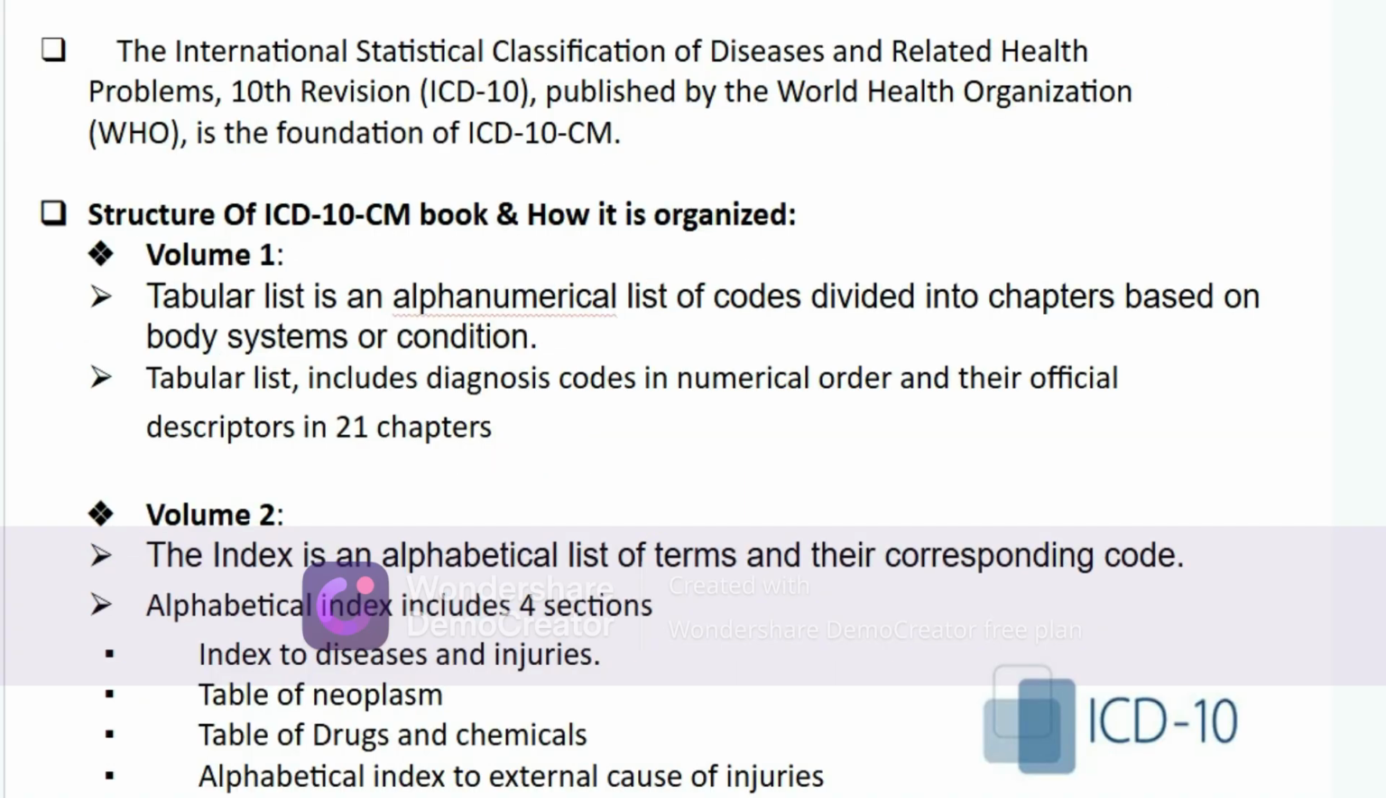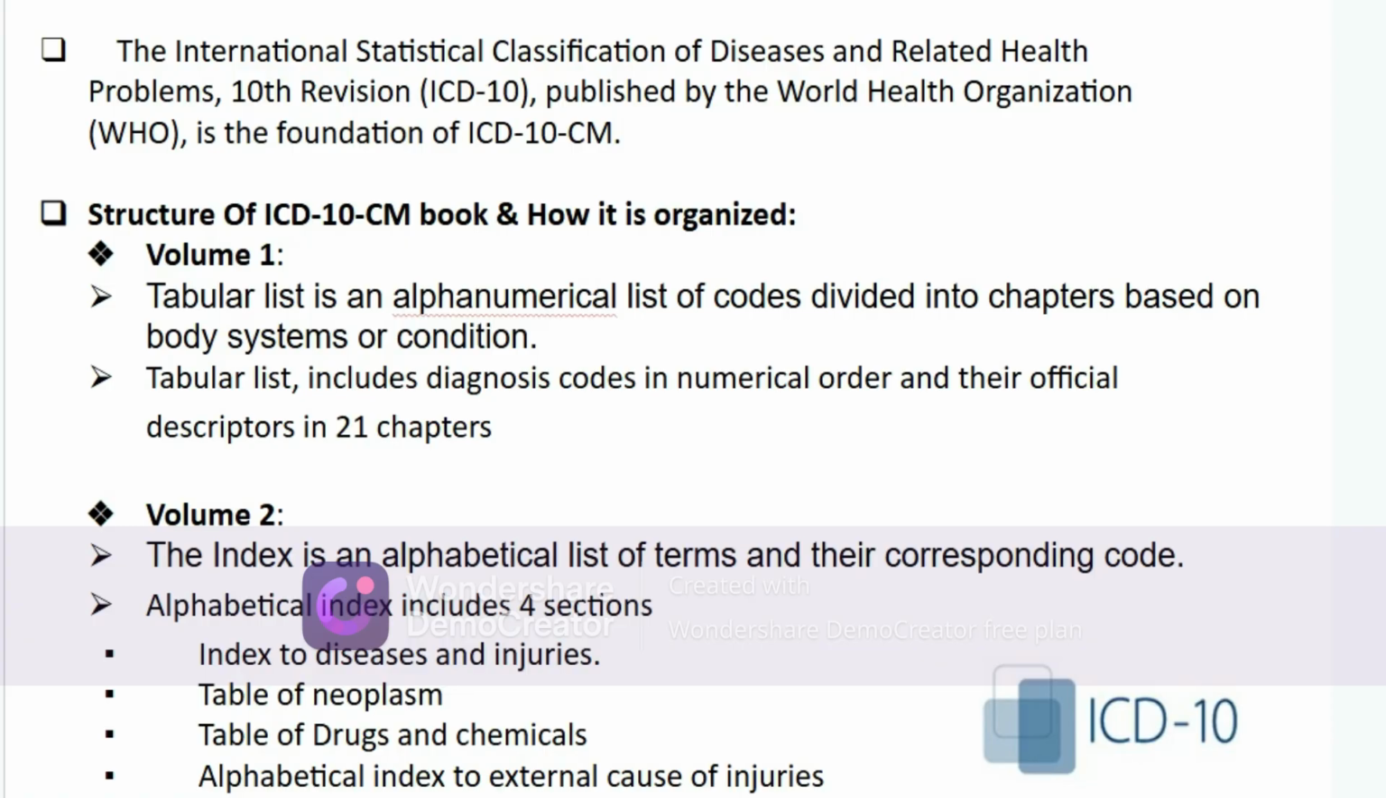The International Statistical Classification of Diseases and Related Health Problems, ICD-10 revision, published by the World Health Organization, WHO, is the foundation of ICD-10-CM. Now we will talk about the structure of the ICD-10-CM book and how it is organized: Volume 1 and Volume 2.